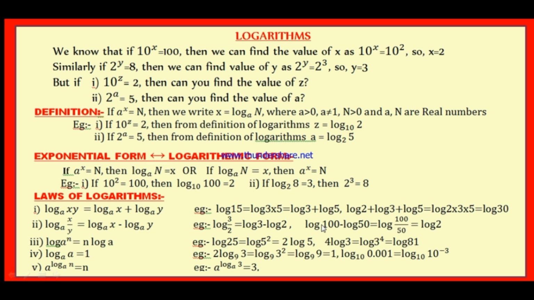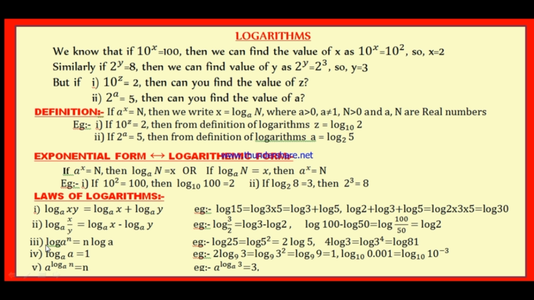Similarly, another example, log 100 minus log 50. If you are asked to simplify this, then you can write the same as log of 100 by 50. Why? Since this is in the form of log x minus log y. Log x minus log y is equal to log x divided by y. That is log 100 divided by 50, which is equal to log 2, since 50 goes in 100 2 times.